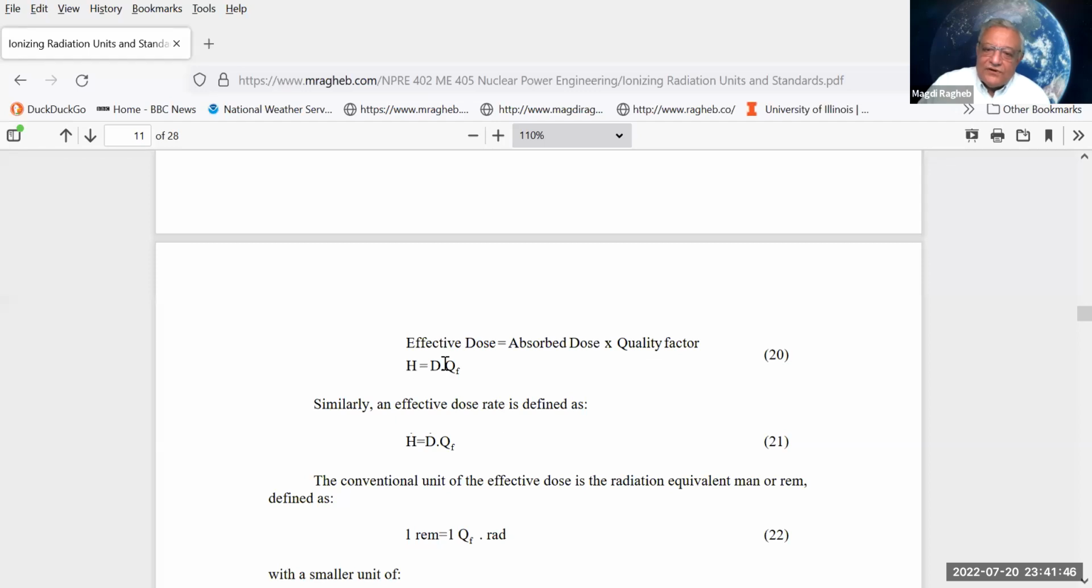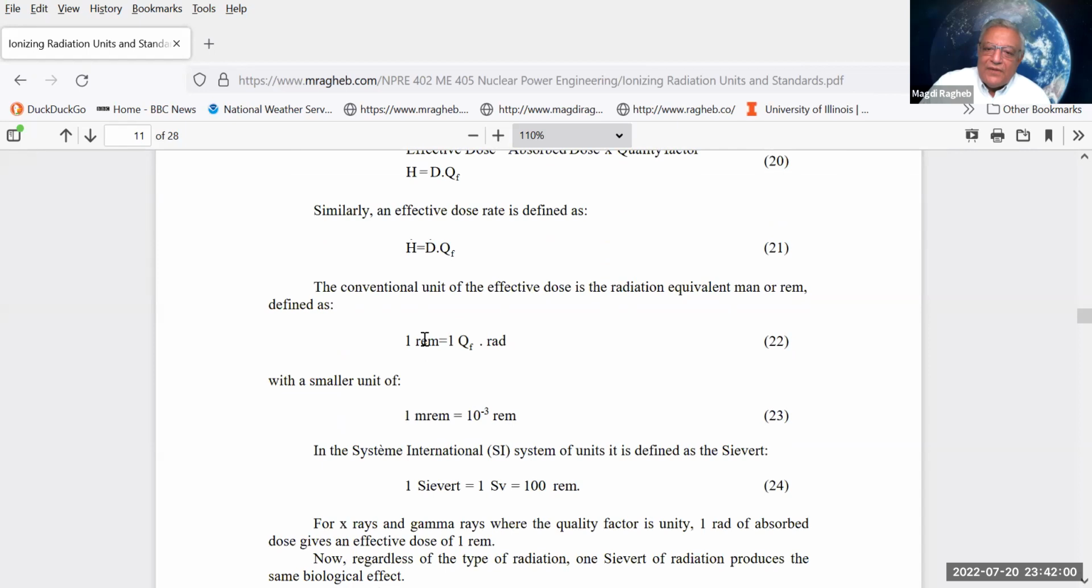You can define also an effective dose rate by taking the rate of change, dH by dt, and in that case we get a new unit. The new unit is what we call the roentgen equivalent man, the rem, which is Q sub F, the quality factor, multiplied by the rad or the absorbed dose. This is in the old conventional system of units. It's a large quantity, so we use a millirem, which is 1/1000.